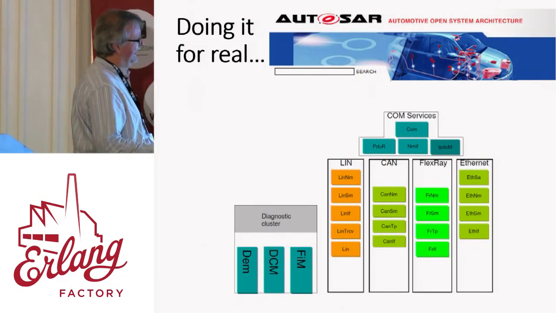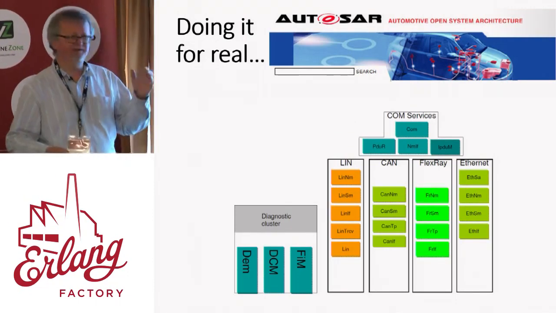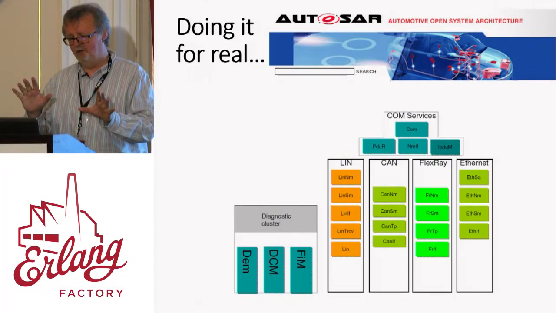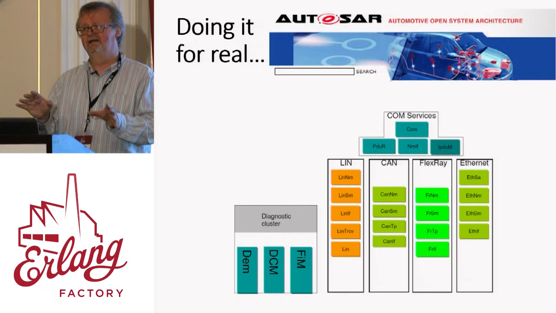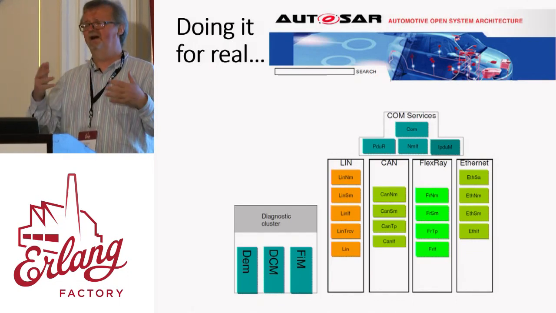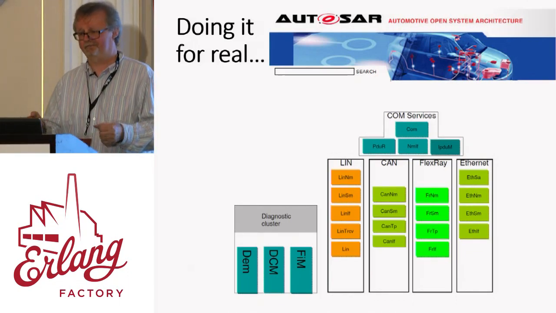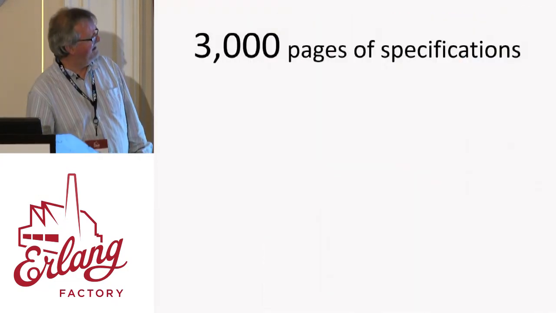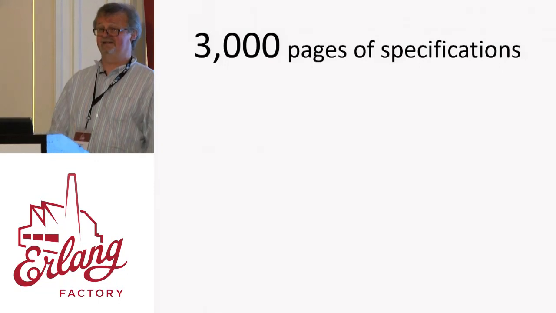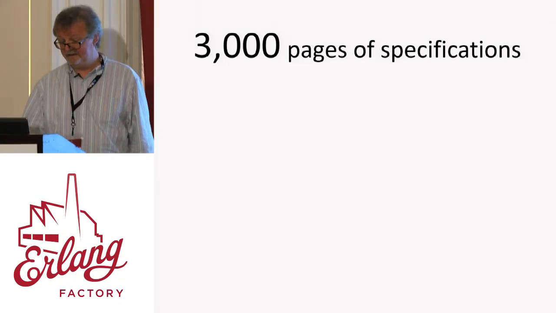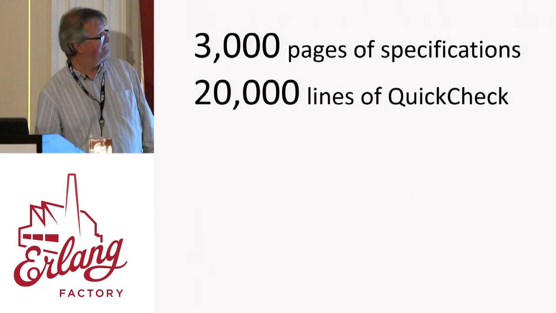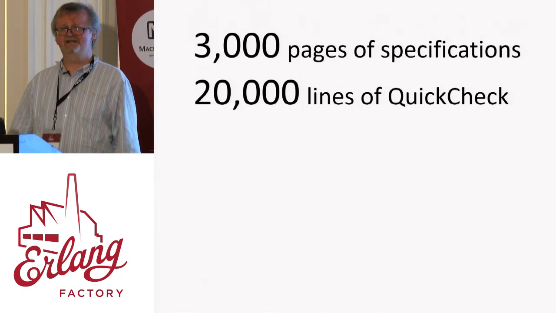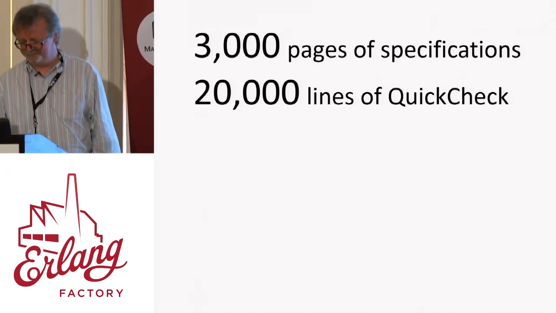And AUTOSAR has a PDF describing what each of those modules should do. Just so you understand the scale of this, one colored box here will have a specification that is several hundred pages of PDF. So we read 3,000 pages of AUTOSAR specifications, and we turned those into 20,000 lines of QuickCheck code. That's only about 6 lines of code per page. That's pretty good information density.